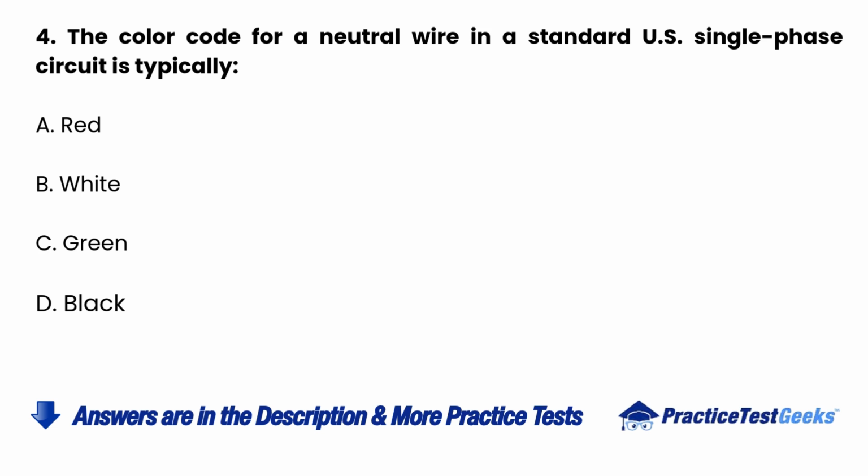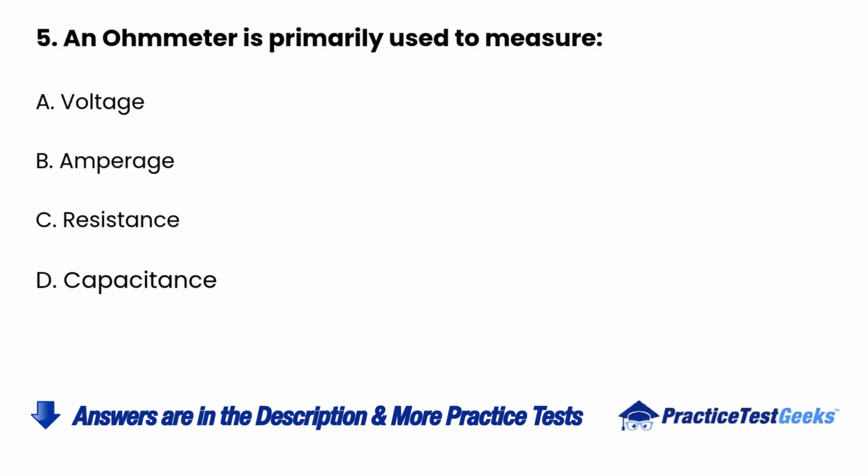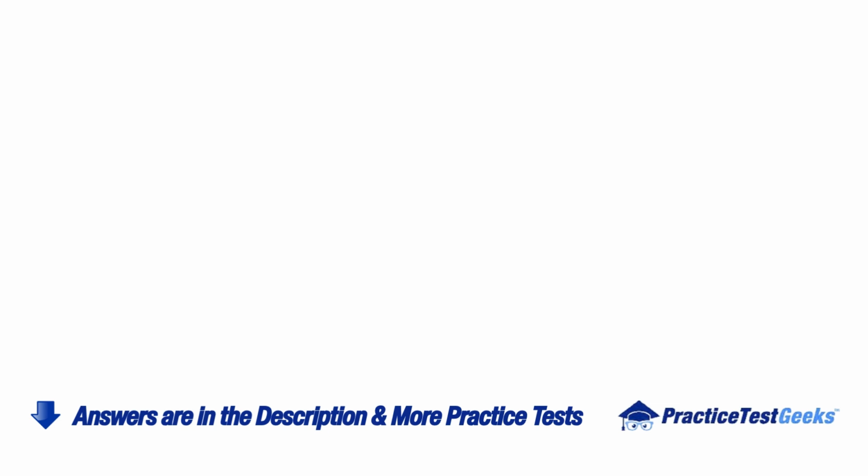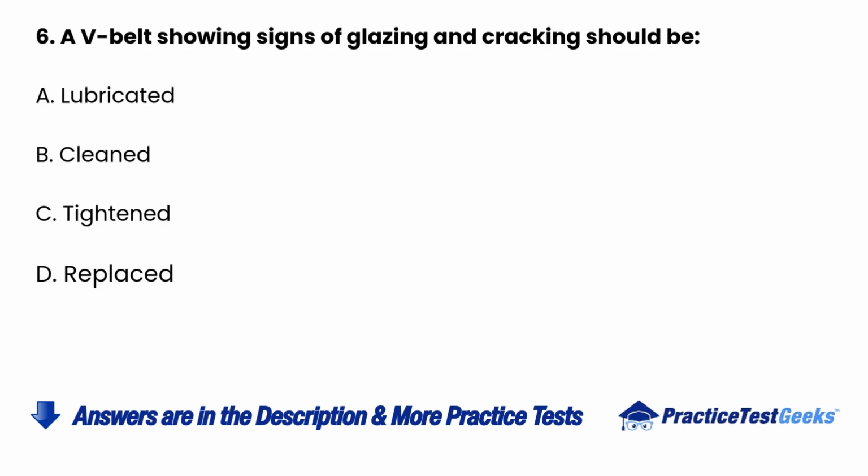4. The color code for a neutral wire in a standard US single-phase circuit is typically A. Red. B. White. C. Green. D. Black. 5. An ohmmeter is primarily used to measure A. Voltage. B. Amperage. C. Resistance. D. Capacitance.